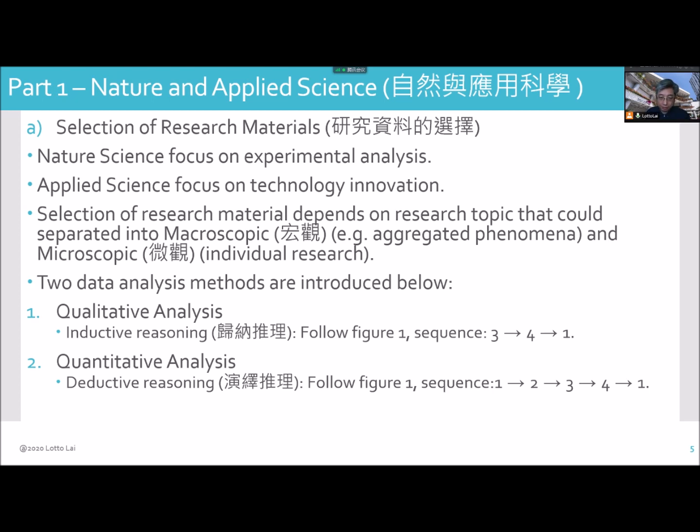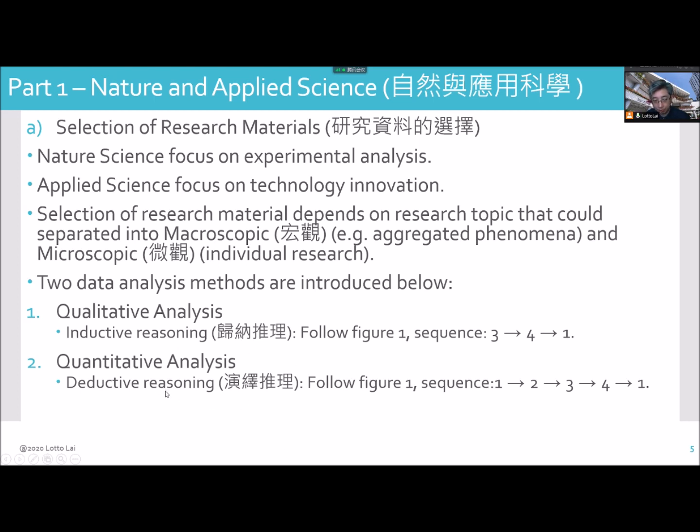Two data analysis methods were introduced before. Qualitative analysis is more inductive reasoning, and quantitative analysis is deductive reasoning. So I'm using the sequence of a diagram to introduce what inductive reasoning and deductive reasoning are.